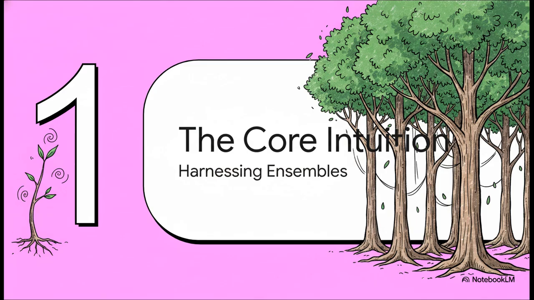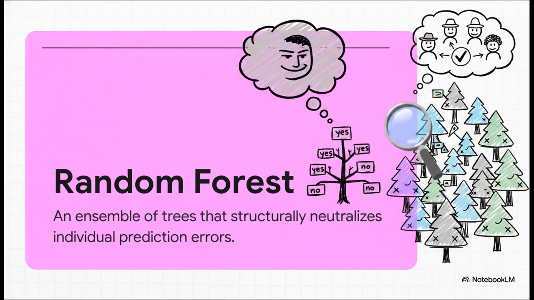To really grasp the sheer power of a forest, we first need to talk about the inherent vulnerability of just a single tree. Let's establish the fundamental paradigm here. Think of a simple decision tree like a highly overconfident expert. It's incredibly sensitive to noise and honestly super prone to overfitting. It essentially just memorizes the training data instead of learning the actual underlying patterns. But a random forest? That's an ensemble. It acts as a vast committee of independent experts. By working together, they structurally neutralize each other's individual errors.